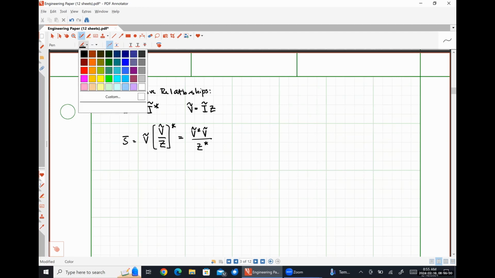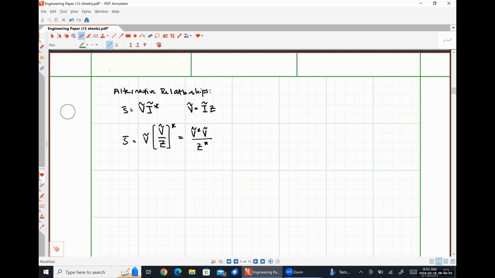So let's look at this really quickly over here on the right in terms of a polar form complex number. Let's say that I have a complex number A, that is the magnitude of A, angle theta A. To get the conjugate, change the sign on the angle. So magnitude of A, angle negative theta A.